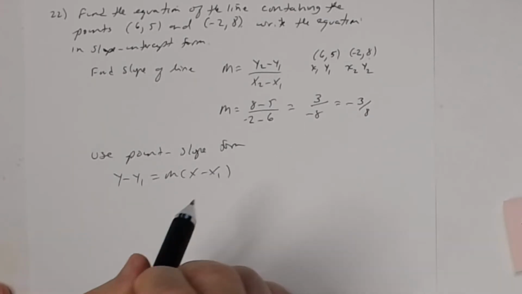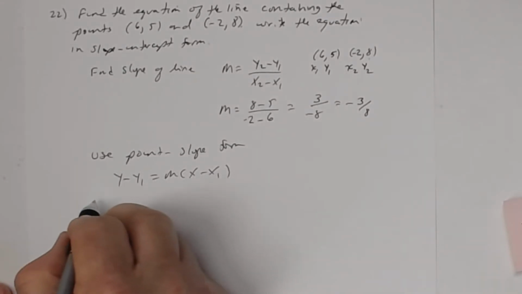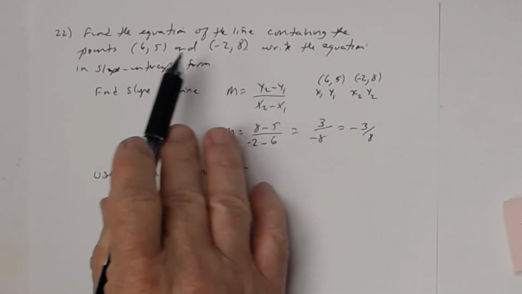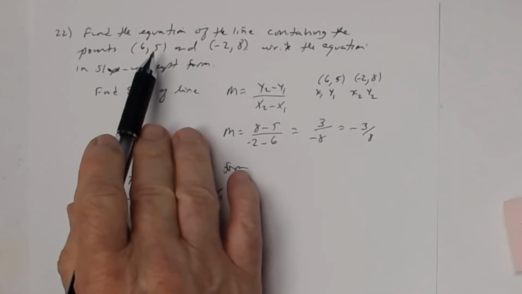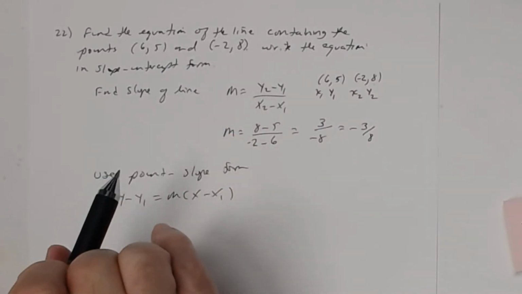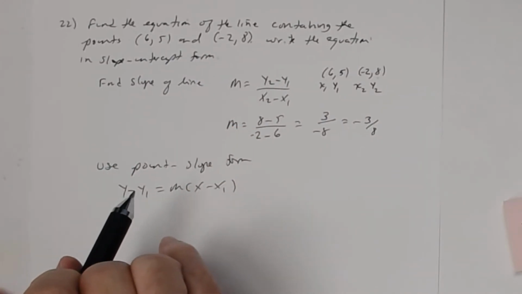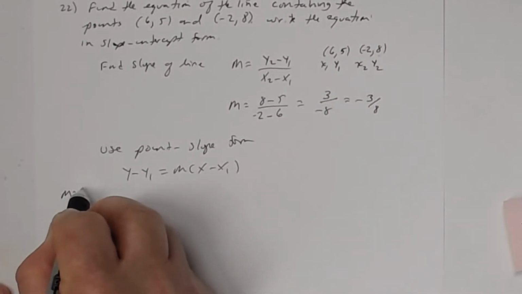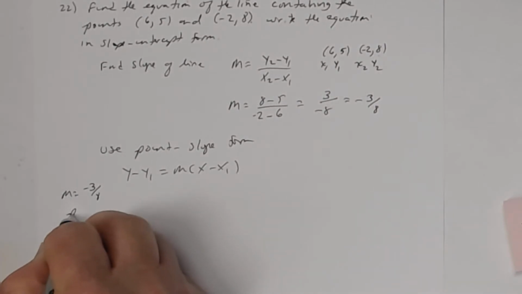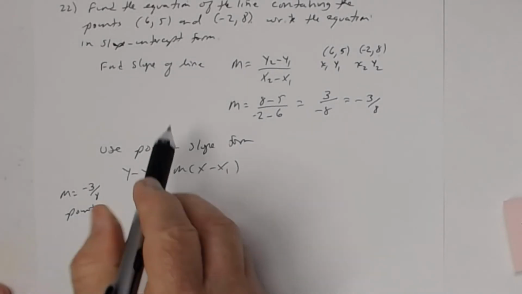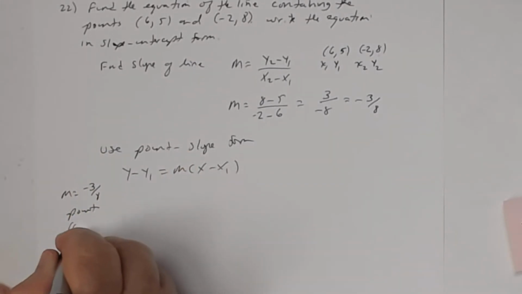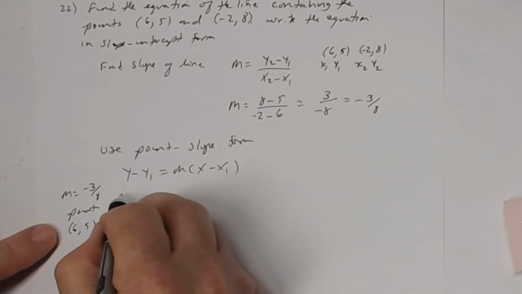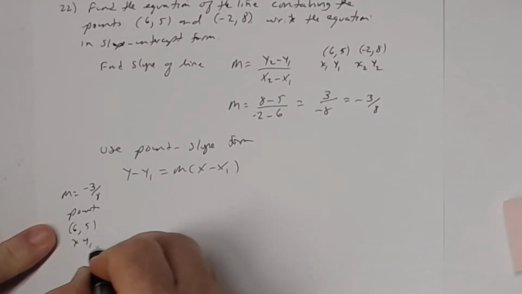Okay, so if I'm going to use point slope form, I need to know the slope, which I do, it's negative 3/8, and I need to know a point on that line, right? Well, there are 2 points. It does not matter which one you use. You could use this one, or you can use this one. Does not matter. All right, so let's go ahead. So I'm going to write out slope equals negative 3/8, and then for our point, let's go ahead and use 6, 5. Does not matter. You'll still get the same answer. So this will be your x1, this will be your y1.